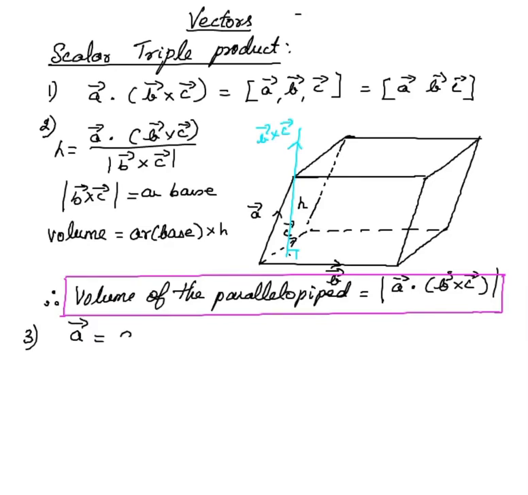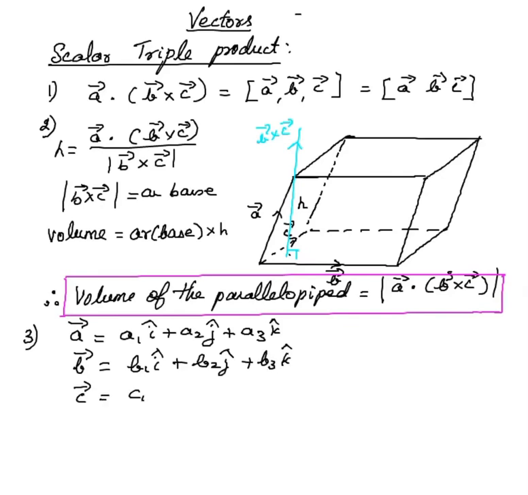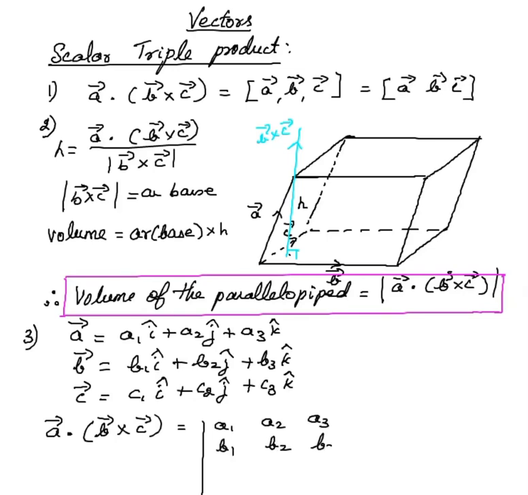Now the next point. If three vectors are given in component form, say A1i plus A2j plus A3k is vector A, and vector B is B1i plus B2j plus B3k, and vector C is C1i plus C2j plus C3k, then let us see how to calculate vector A dot vector B cross vector C. Write it as a determinant and expand it. First row components of A vector: A1, A2, A3. Second row components of the second vector, and third row components of the third vector. The determinant gives the value of the scalar triple product.